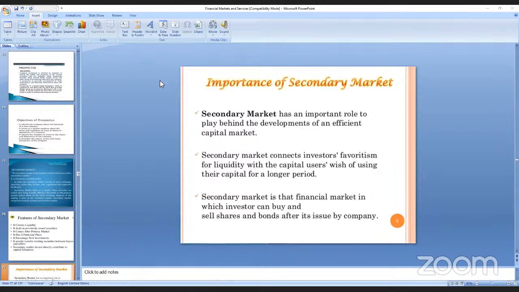Got my point? Yes, ma'am. The secondary market is that financial market where people go and invest their money, buying and selling shares or bonds after they are issued by the company. Only when the company issues can we buy and sell. Without the issue by the company, we cannot sell or buy the shares. Okay.